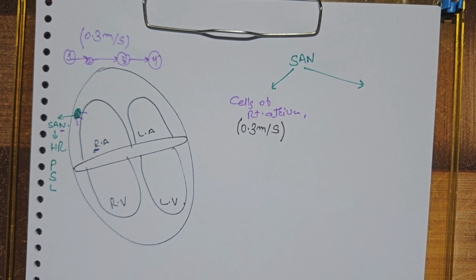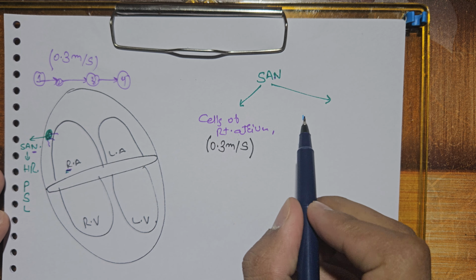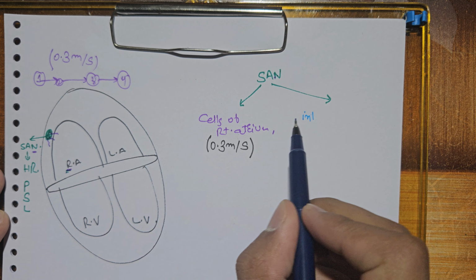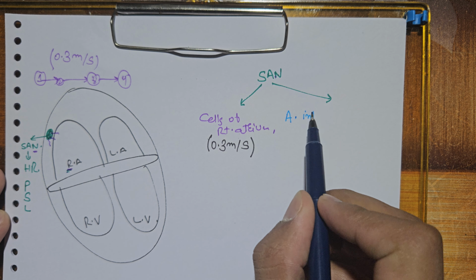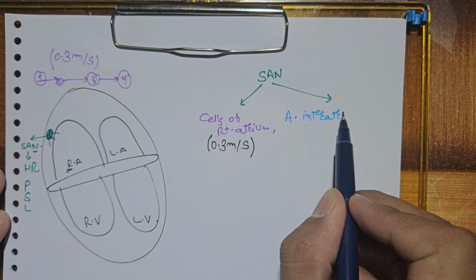Now, in the heart, there is presence of a band. That band is called the anterior interatrial band.